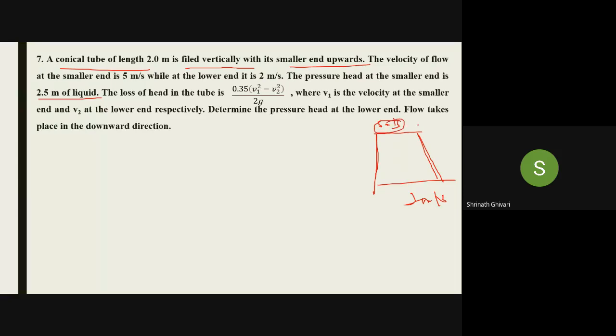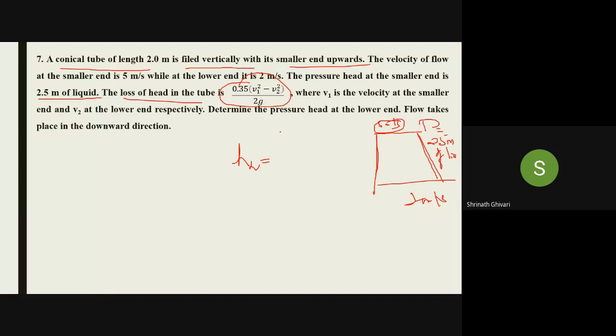Upside. So here the pressure is 2.5 meter of liquid. The loss of head in the tube is 0.35 (V1 square minus V2 square) by 2g. This is nothing but your HL.